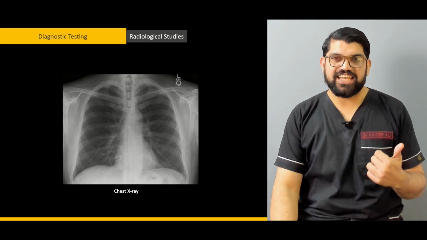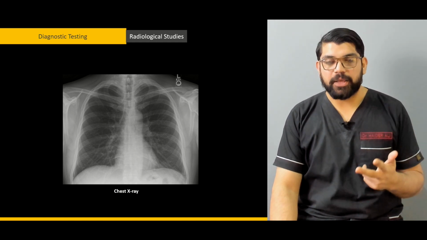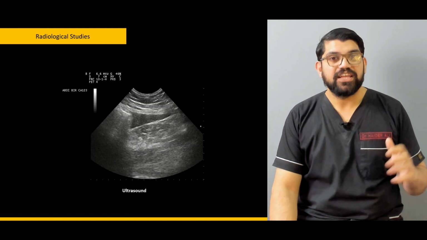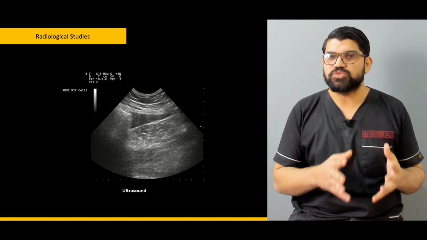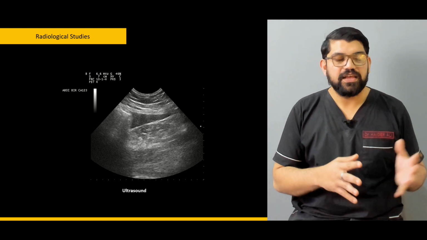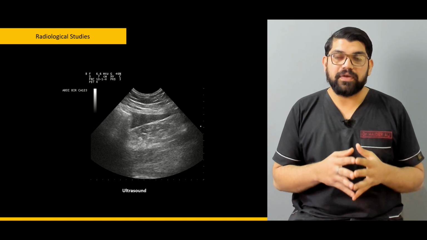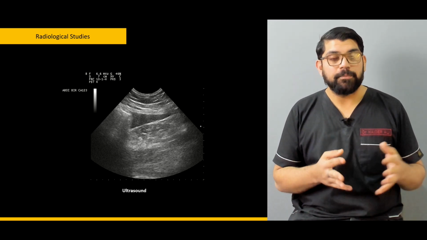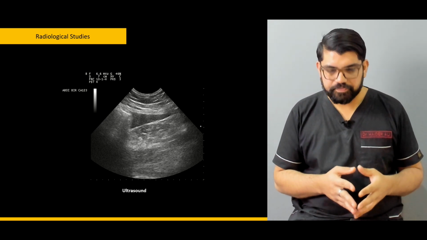Radiological studies: chest X-ray to rule out any pleural effusion, pulmonary edema, any pneumonic patch or signs of lower respiratory tract infections. Next, radiological studies, which include ultrasound, which is more commonly used in patients with biliary tract diseases, for example, patients with cholelithiasis, cholecystitis. Also, in pregnant females with suspicion of renal colic, ultrasound is the diagnostic of choice because they have to be protected from the radiation of a CT scan.